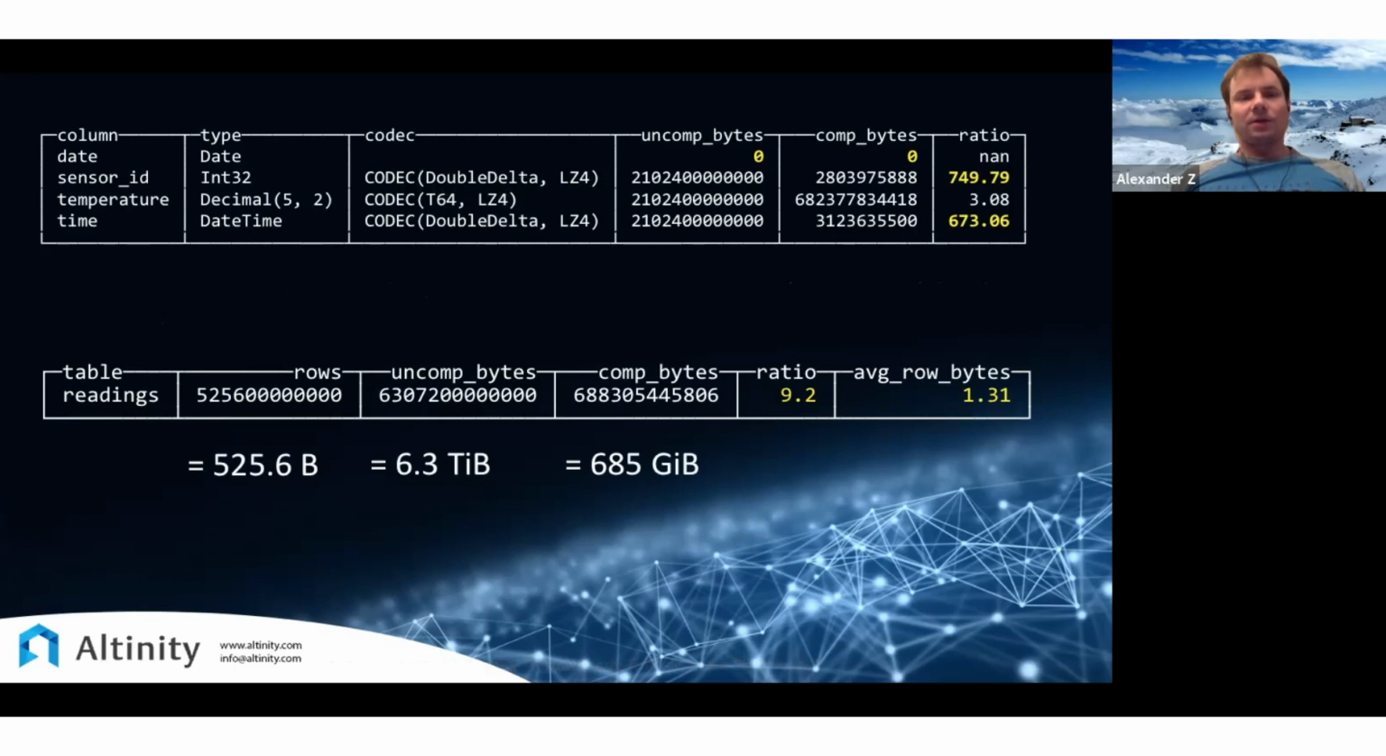And now let's look at our data. At the top, we can see how individual columns have been compressed. You see that sensor ID and time have been very aggressively compressed thanks to sorting and double delta. For temperature, it wasn't so good, but still we have at least 3 times compression. And overall, at a table level, this level of compression allowed us to fit our 6 terabytes of uncompressed data in only 700 gigabytes, slightly less, of compressed data. So we fit the data in a single box. So the first part is done.